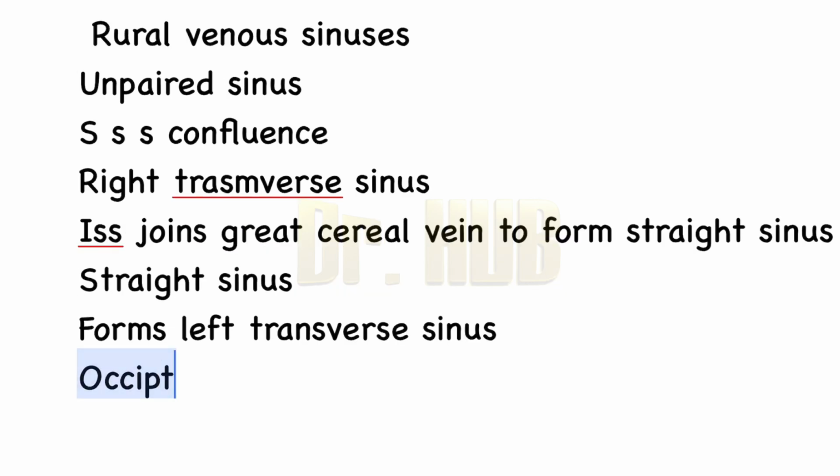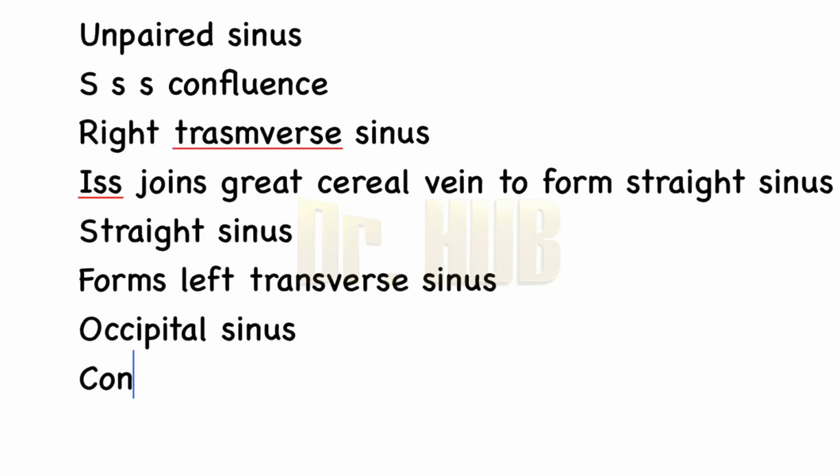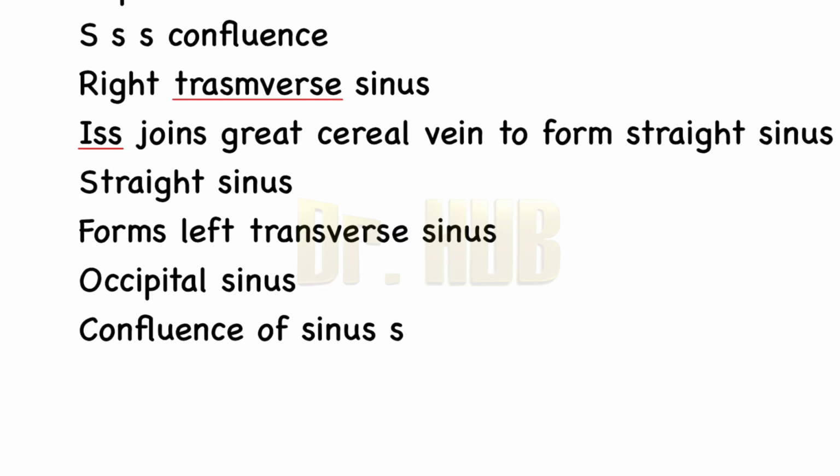Then comes the occipital sinus, at the confluence of the sinuses. This is the occipital sinus. The straight sinus forms the left transverse sinus. The superior sagittal sinus continues as the right transverse sinus. The inferior sagittal sinus joins the great cerebral vein to form the straight sinus.